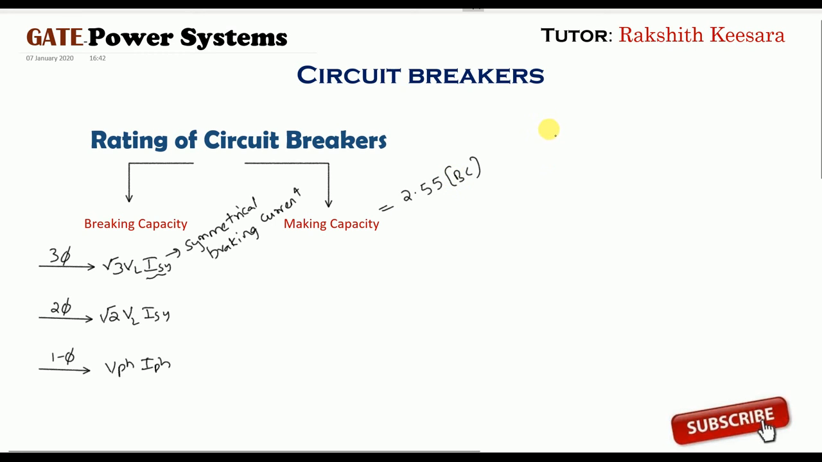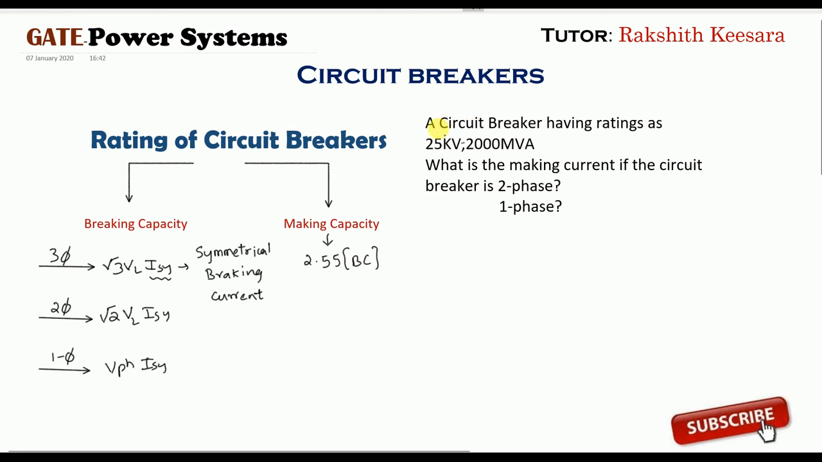If we look into the problems, it mentions a circuit breaker having ratings of 25 kV, 2000 MVA. What is the making current if the circuit breaker is 2-phase and single phase? Students, whenever you see the word making, first calculate the breaking capacity, then multiply with 2.55. You will get your answer.